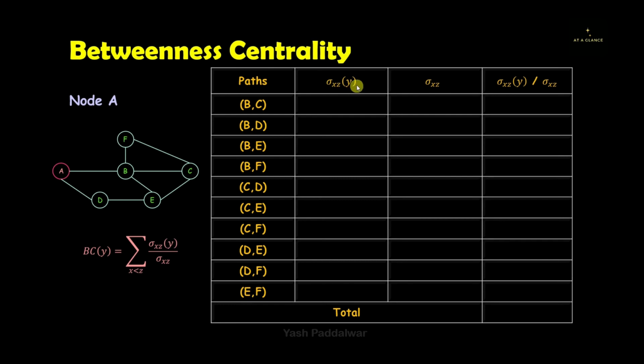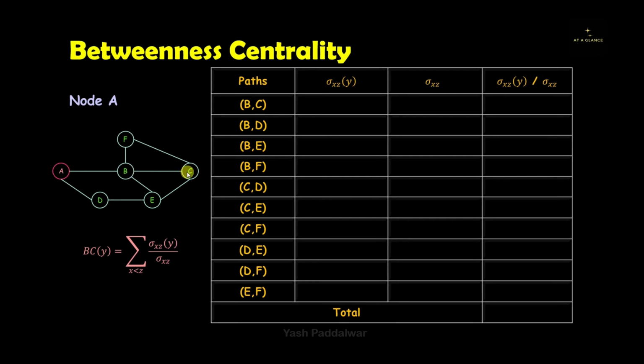Now the next column in the table is sigma xz of y. This is going to contain all the possible shortest paths from node x to node z which contain the node y in between. Similarly, the next column is sigma xz, which contains all the possible shortest paths from node x to z, which may or may not contain the node y in between. And the last column contains the betweenness centrality formula, which is nothing but sigma xz of y divided by sigma xz. Now let's start to fill this table.